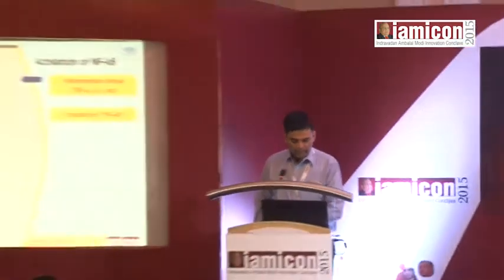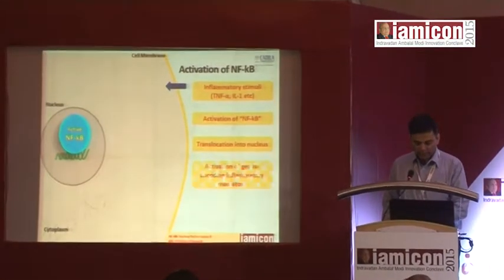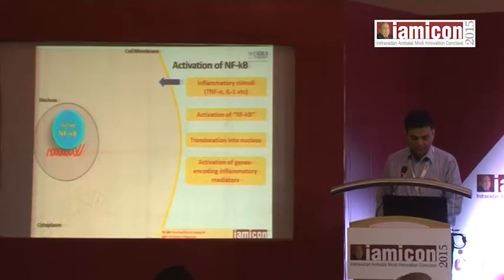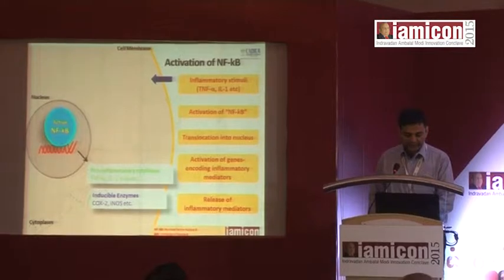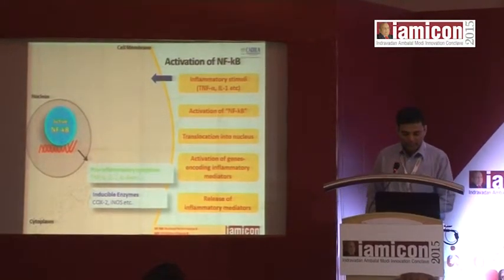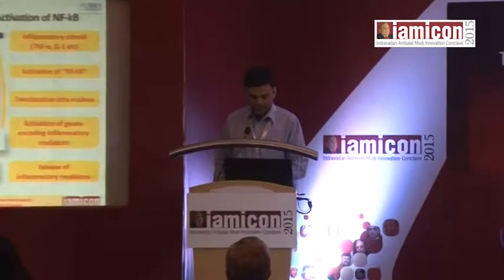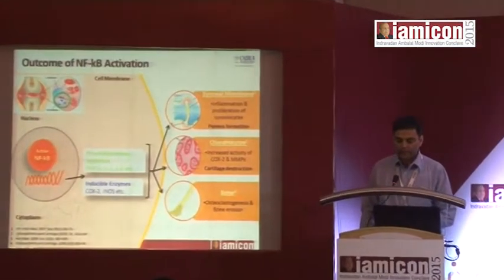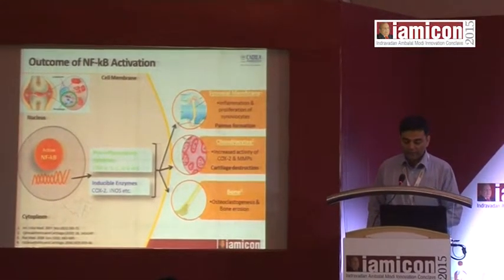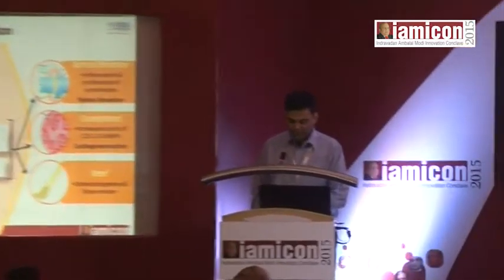These slides I would just run through because they were similarly shown by Dr. Chavan. This is showing the translocation of NFKB into the nucleus, changing the gene, leading to the production of enzymes by transcription, and leading to the production of inducible enzymes, that is COX-2 and iNOS. And this all leads to inflammation of the synovium, proliferation of synoviocytes, pannus formation. You have increased activity of COX-2 and MMPs, and bone erosions.